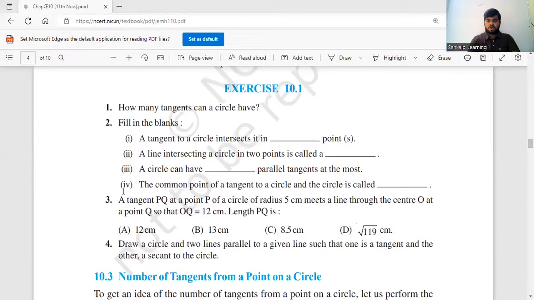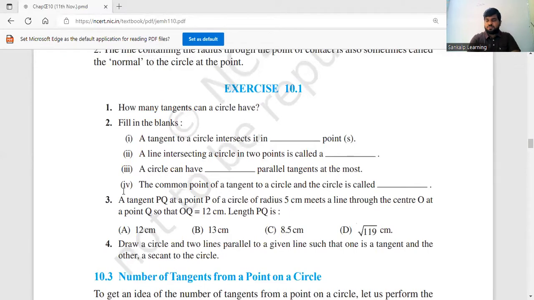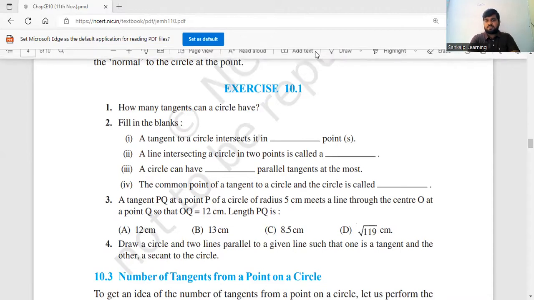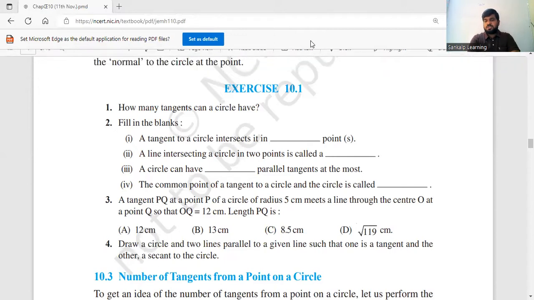Okay. Now let's start with our exercise. So the first exercise on circles. The first question of the first exercise: how many tangents can a circle have? Very simple. How many points can you have on a circle? Think about it. Can you count it? No, right? The point itself is not defined. Okay, it's a very primitive word.